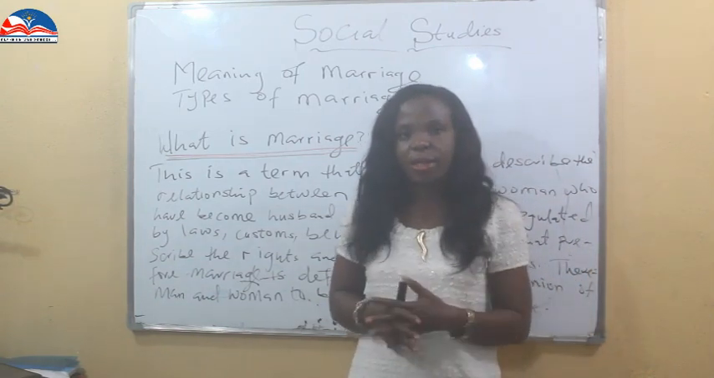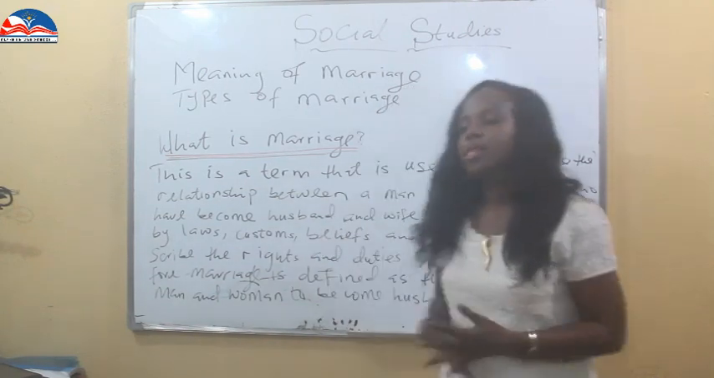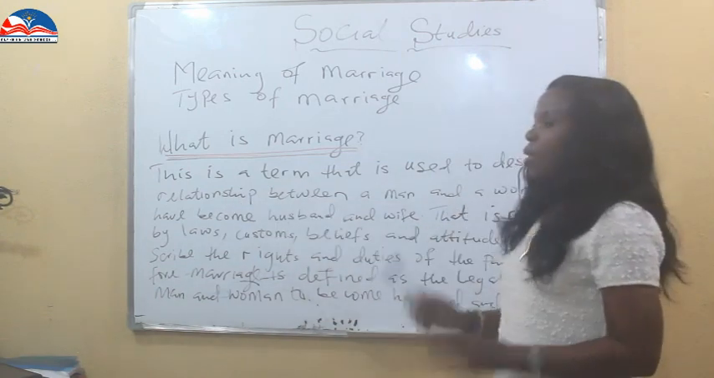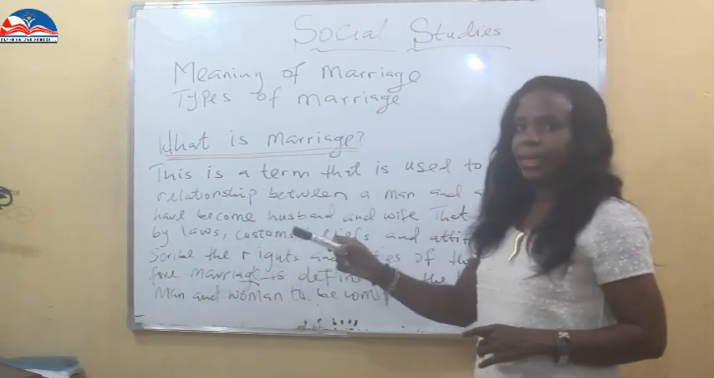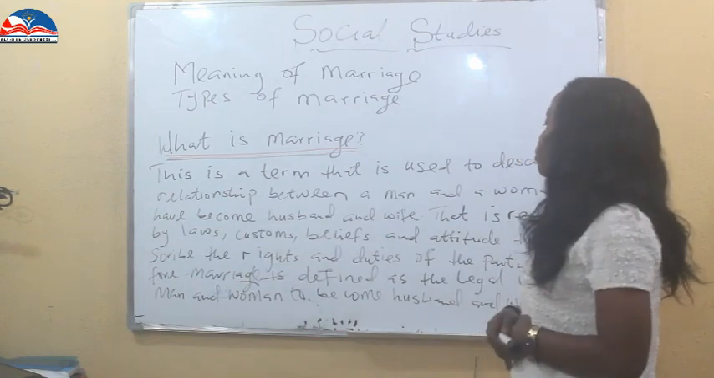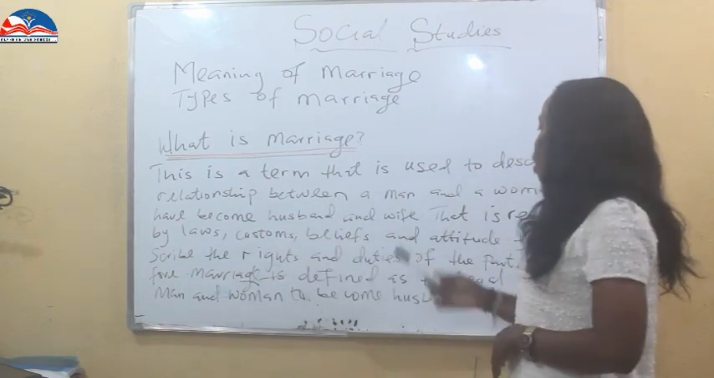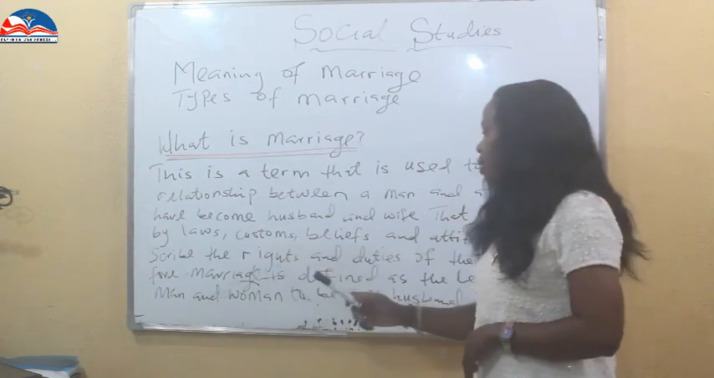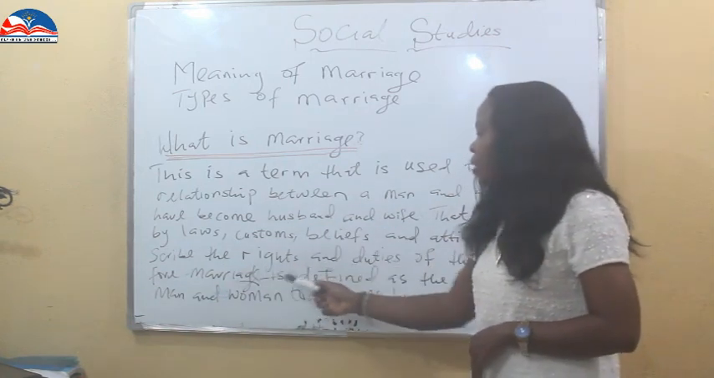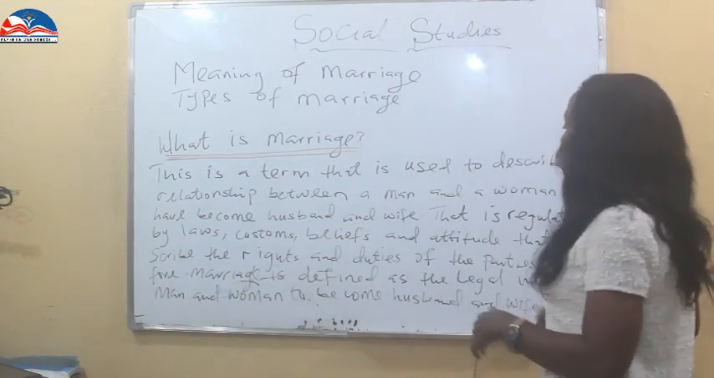But let's see what marriage is. Let's try to see what we have on the board. From what I have explained, what is marriage? This is a term that is used to describe the relationship. The key word here: relationship between. So, the relationship between a man and a woman who have become husband and wife, that is regulated by laws, customs, beliefs, and attitude that prescribe the rights and duties of the parties. Therefore, marriage is defined as a legal union of man and woman to become husband and wife.